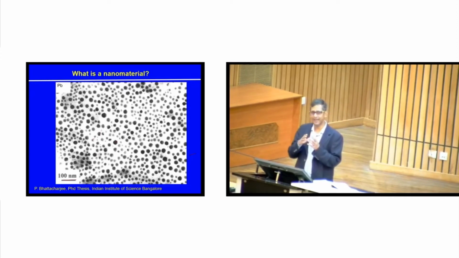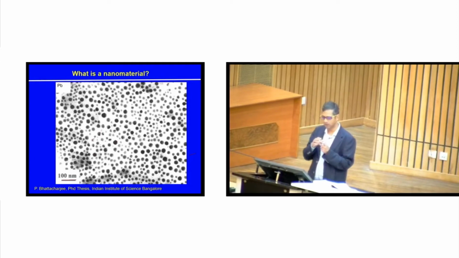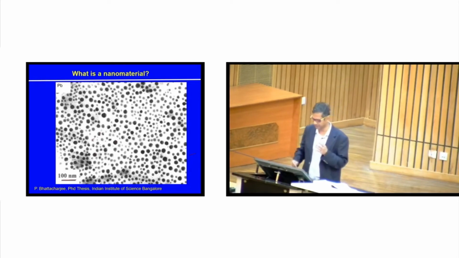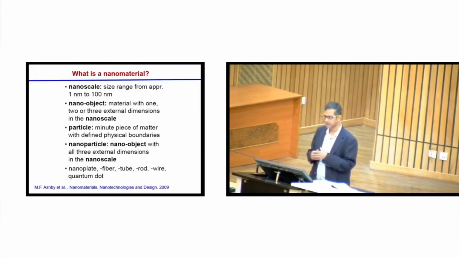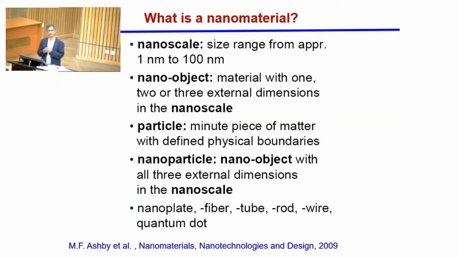So you need not have all the dimensions falling in the nanometric regime, that is between 1 to 100 nanometers. If you have only one of these 3 dimensions as less than 100 nanometers, then you can call the material a nanomaterial. And you must remember these aspects, because this is something which you will come across again and again, and the properties of the nanomaterial will depend upon this dimensionality. So the size range would be between 1 to 100 nanometers, that I have already told you. So a material can have 1, 2 or 3 external dimensions in the nanoscale.